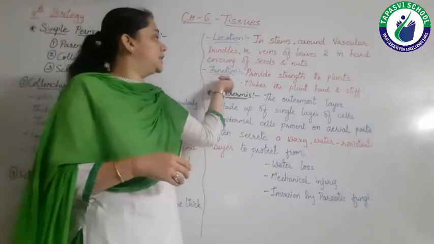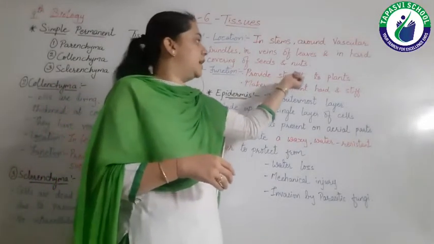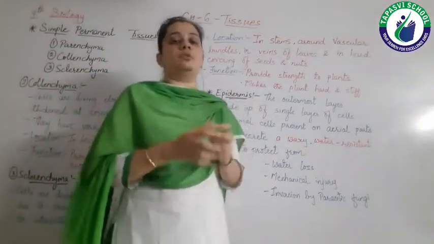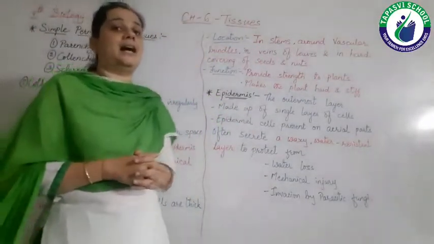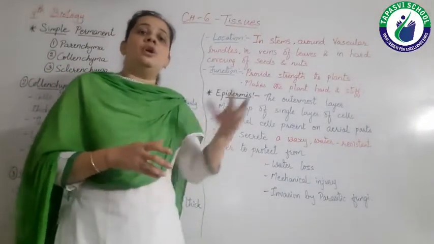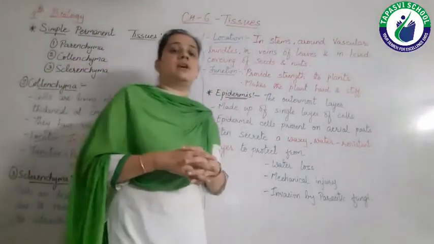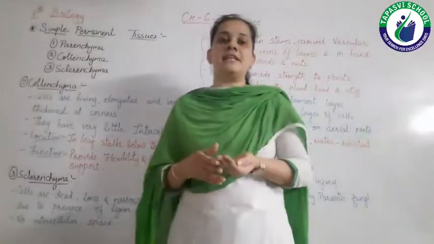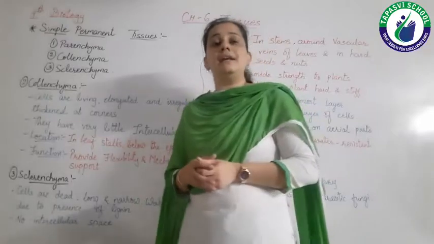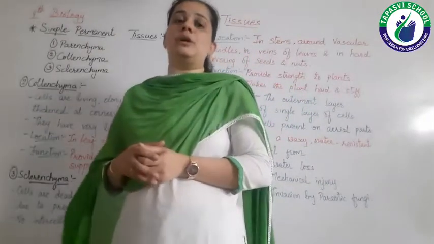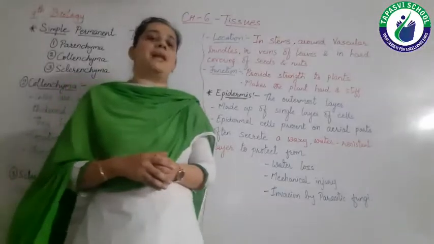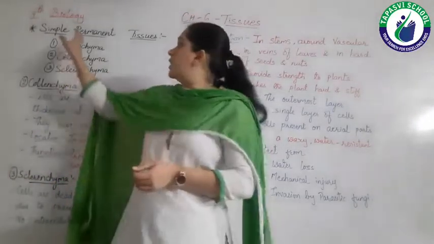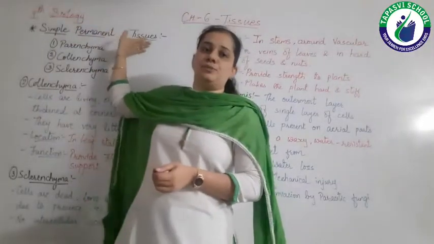The function of this tissue is to provide strength to plants, right? It gives strength to the plants. It makes the plant hard and stiff. This type of tissue is generally found in the husk of the coconut, and on the covering of seeds and nuts. It provides mechanical strength to the plants, and it makes the plant hard and stiff. So this is about simple permanent tissue.